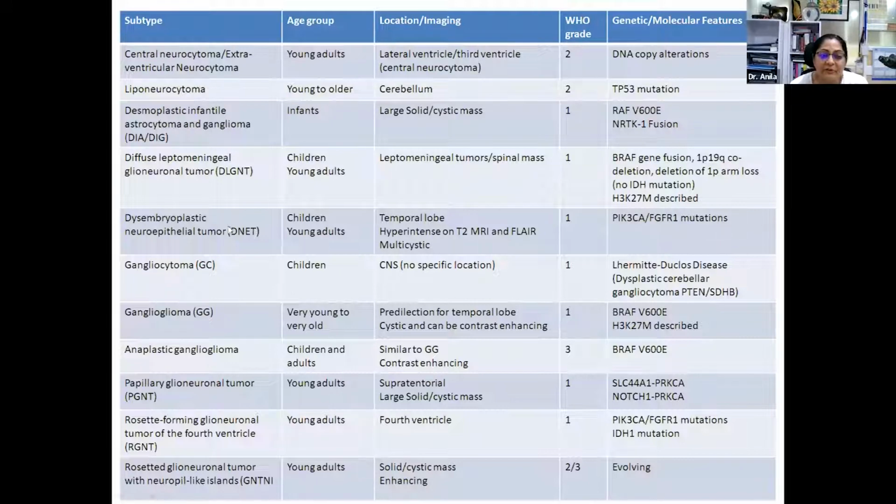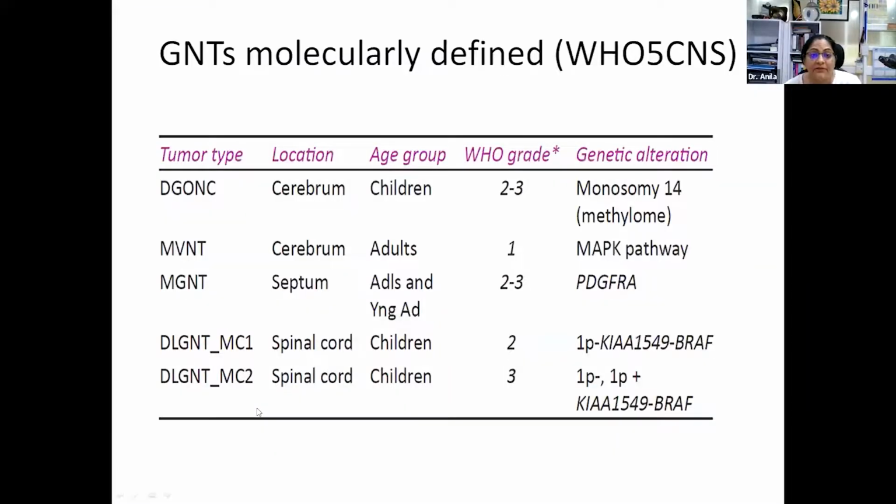Then coming to the dysembryoplastic neuroepithelial tumor, initially it was called DNET. Now the short form is DNT. Most of these tumors, if you see, are in children or young adults, and the mutations associated are PIK3CA and FGFR. Then I'll just take the papillary glioneuronal tumor, grade 1. This is the specific SLC44A1-PRKCA fusion, which is seen only in the papillary glioneuronal tumor. So these are the age groups and the locations.